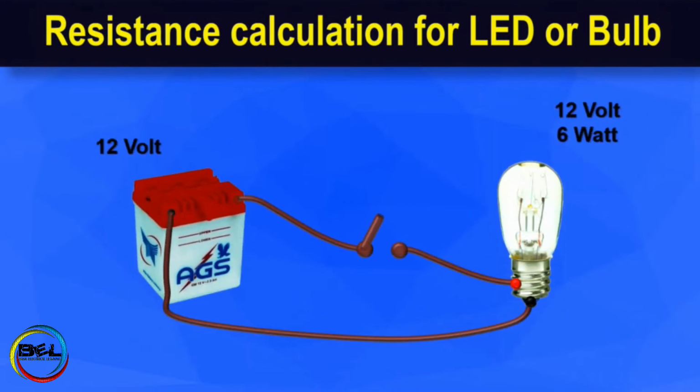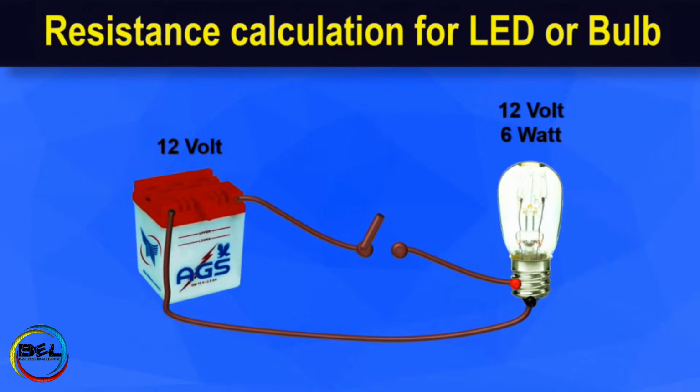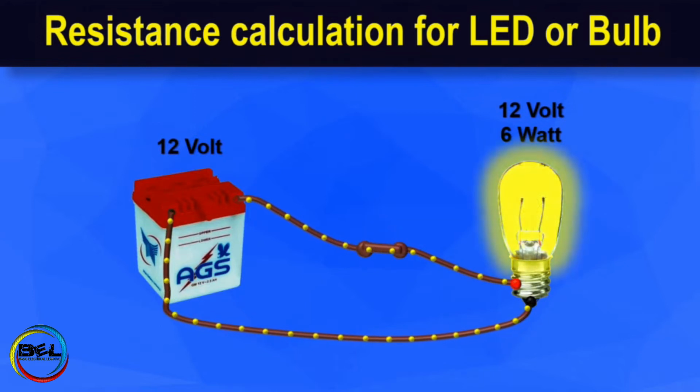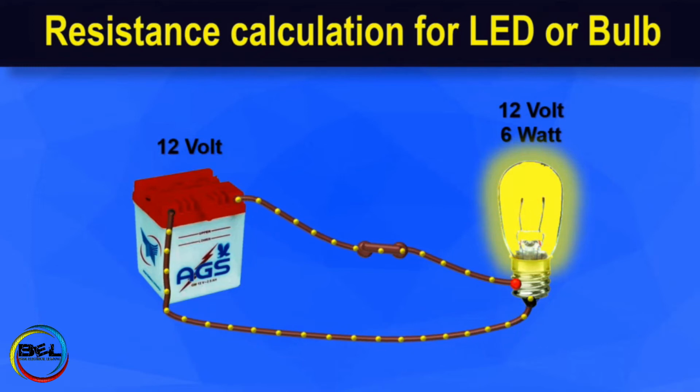So here in this situation you can see there is a 12 volt battery and also a 12 volt bulb having a 6 watt power rating. So if we switch on the bulb or the circuit, the current starts to flow and the bulb will glow. That is a normal circuit.